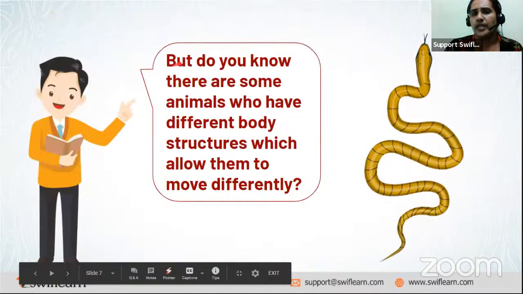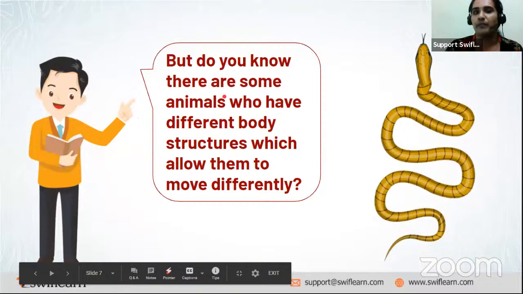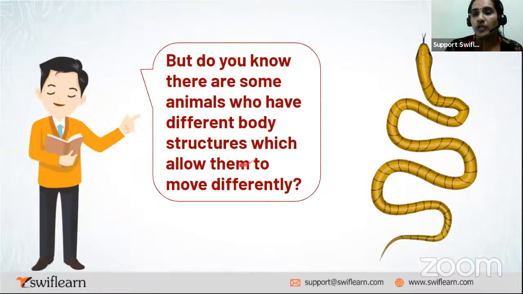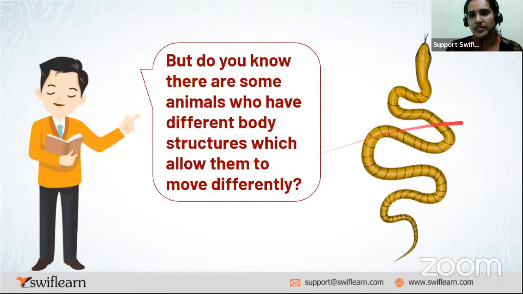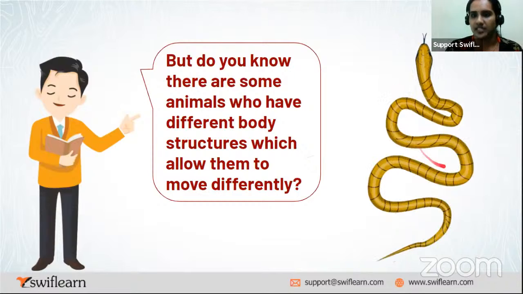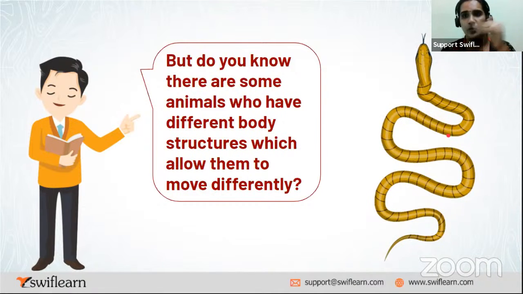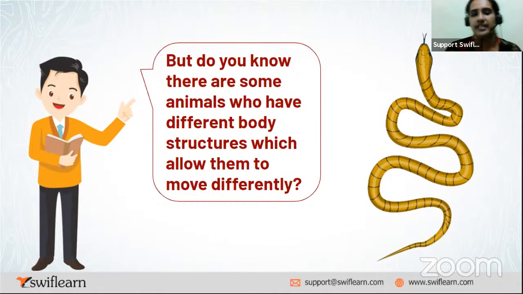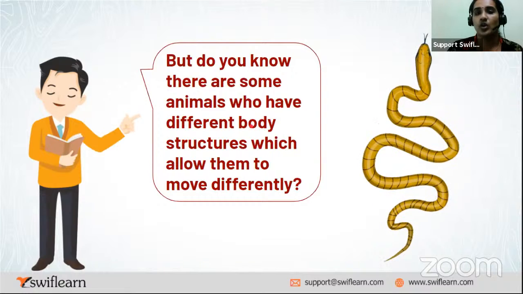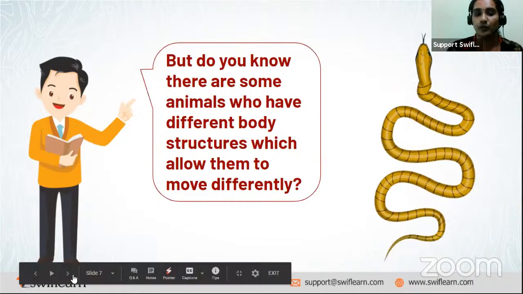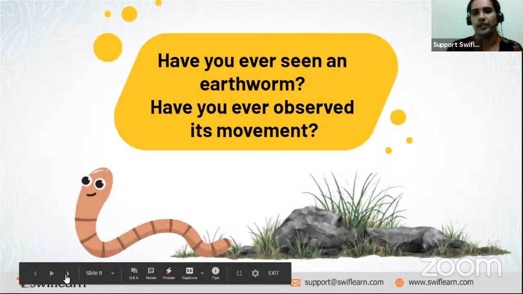But do you know there are some animals who have a different body structure which allows them to move differently? You can see that. Who is this? Yes, it is a snake. And how is it moving? You can see the shape, how it is moving, waving, waving. You can see it very clearly. So it has a different movement based on the structure of its body.